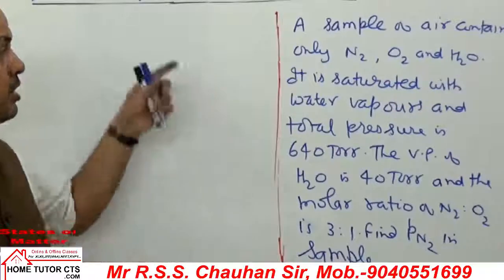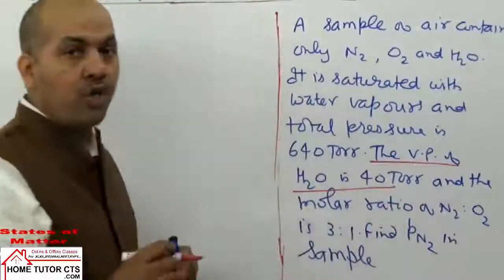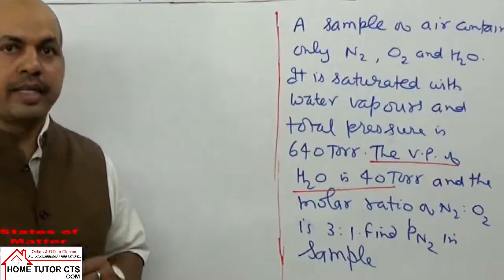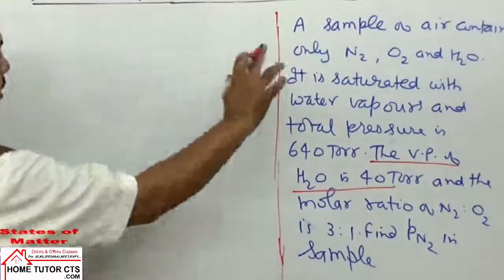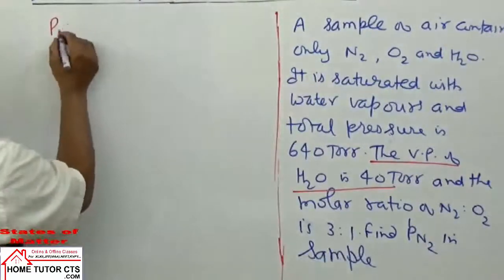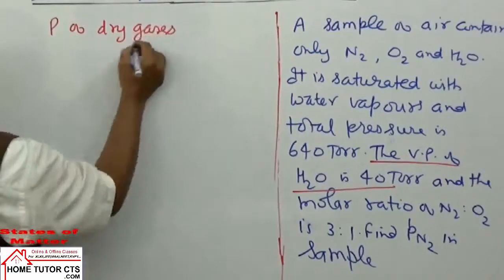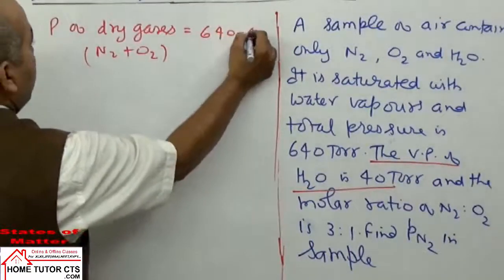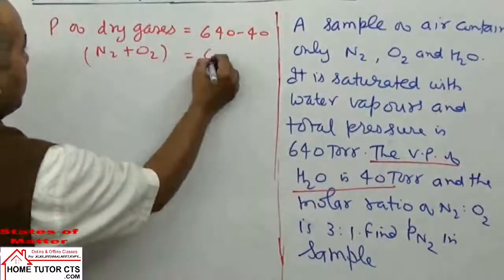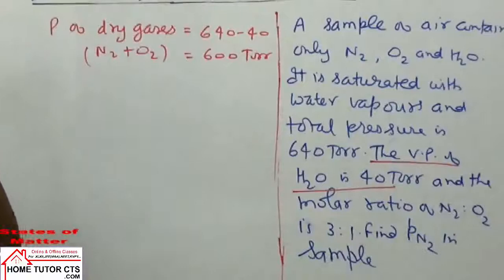Now coming to the solution part, in this case we are using the vapor pressure of water. I told you, I'm again repeating, that all the gas laws can be applicable only for dry gases. That means in the given case, in the air, what is the pressure of dry gases? That means here N2 plus O2 gas only will be the pressure of moist gas minus vapor pressure of water, that is 600 torr. 1 torr is the same as 1 millimeter of mercury.